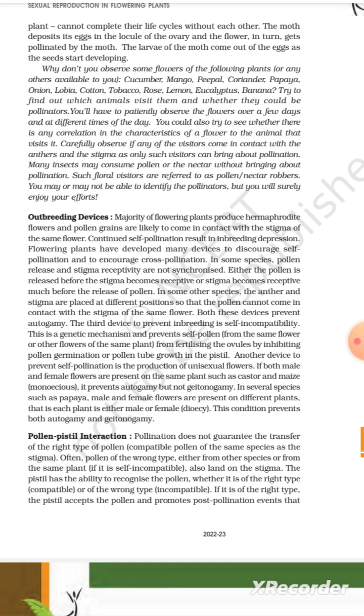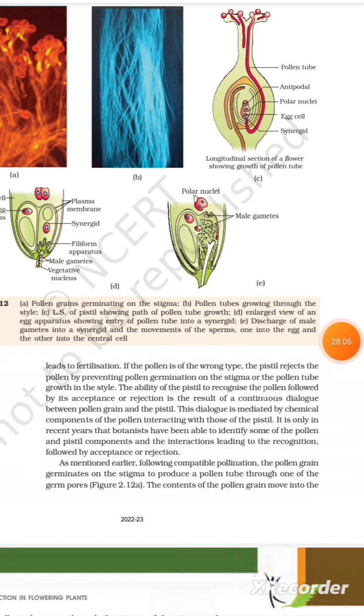if it is self-incompatible, also land on the stigma. The pistil has the ability to recognize the pollen, whether it is of the right type, compatible, or of the wrong type, incompatible. If it is of the right type, the pistil accepts the pollen and promotes post-pollination events that lead to fertilization. If the pollen is of the wrong type, the pistil rejects the pollen by preventing pollen germination on the stigma or pollen tube growth in the style.